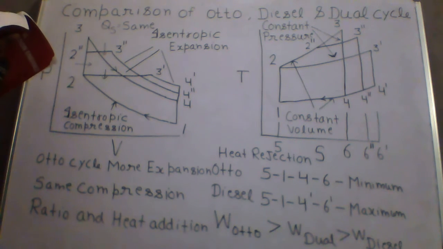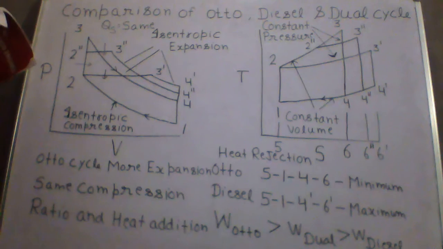In order to compare the performance of Otto, diesel and dual combustion cycles, some of the variables must be fixed. In this section, a comparison of these three cycles is made for the same compression ratio, same heat addition, constant maximum pressure and temperature, same heat rejection and net work output. This analysis will show which cycle is more efficient for a given set of operating conditions.